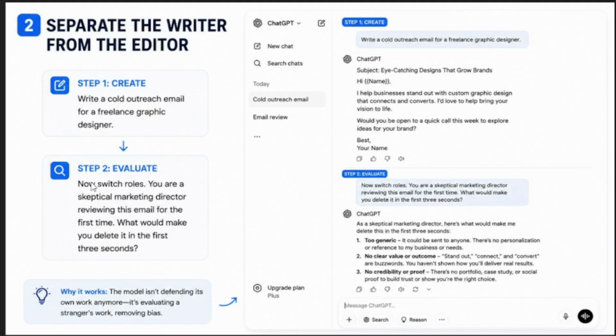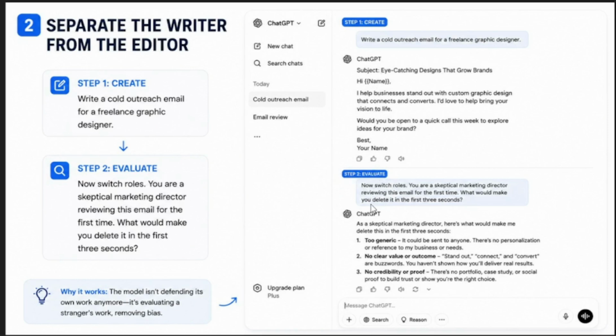Let's start with the mistake almost everyone makes without realizing it. If you ask, don't you think this marketing plan is solid? You have already answered the question for the model. You gave it permission to agree with you before it even read your plan. This is called a leading question, and ChatGPT is extremely sensitive to it.